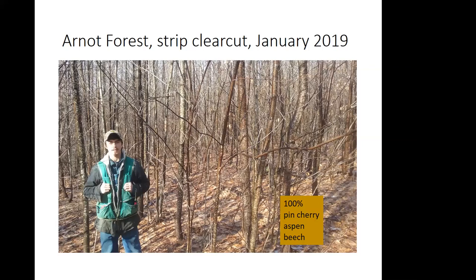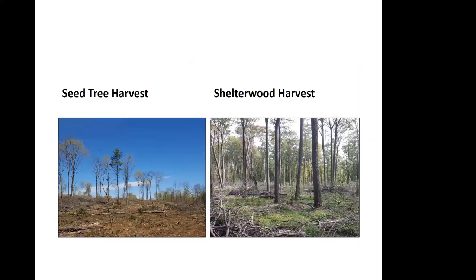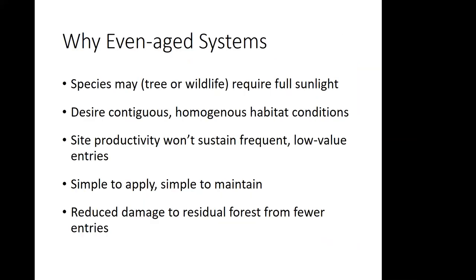So this is on the Arnott Forest. We have to generate our own budget, and my job is to make sure that the director of the Arnott Forest in 60 or 70 years is going to have something valuable to harvest. So this is not going to provide any significant future income. There are also seed tree harvests and shelterwood harvests. We had tried those with equally poor results.